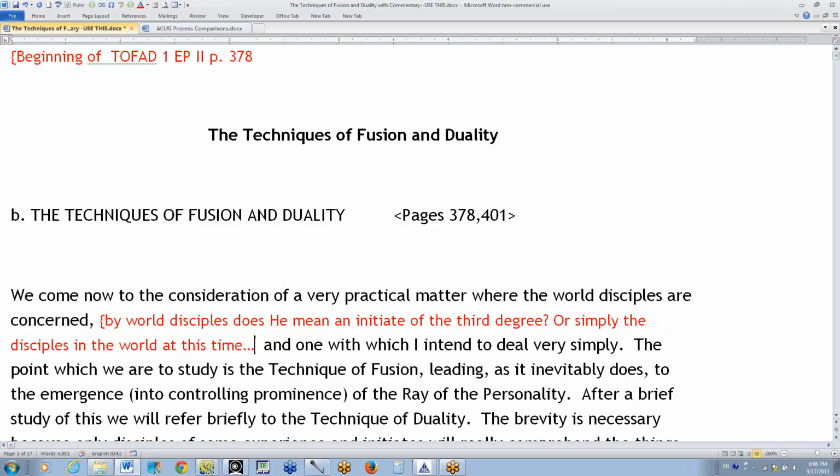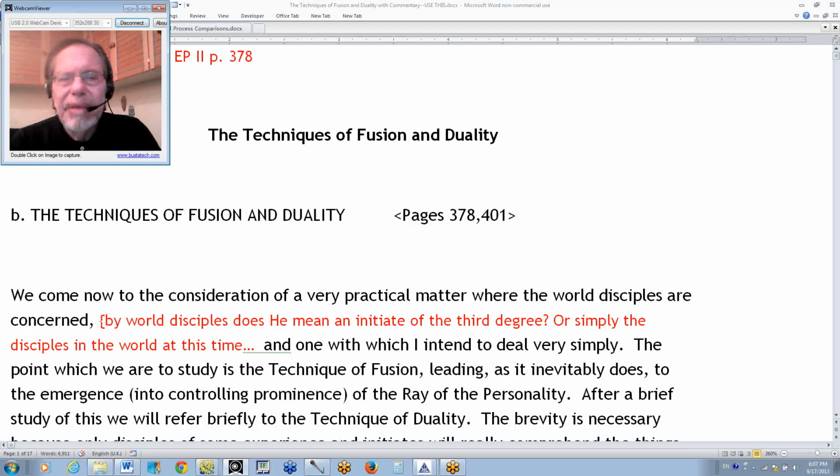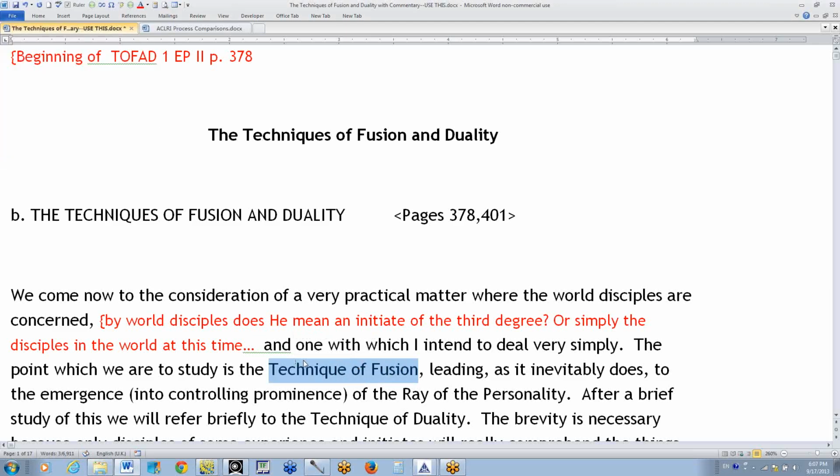So we come now to consideration of a very practical matter where the world disciples are concerned, and one with which I intend to deal very simply. Sometimes the very simplicity of the method makes it more difficult to understand, strangely enough. The point which we are to study is the technique of fusion, leading, as it inevitably does, to the emergence into controlling prominence of the ray of the personality.